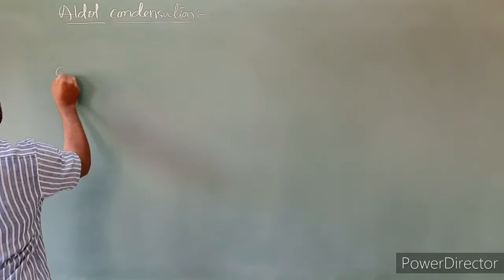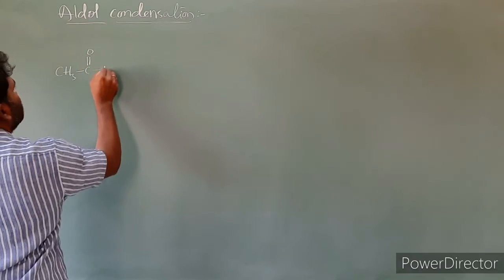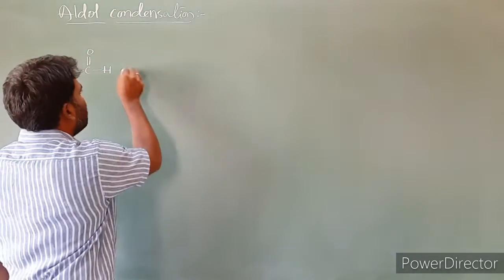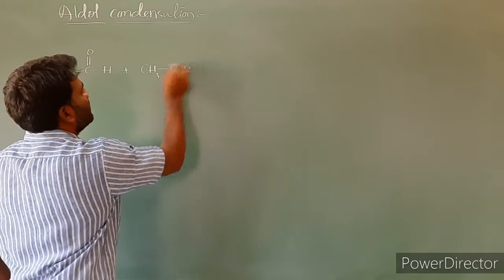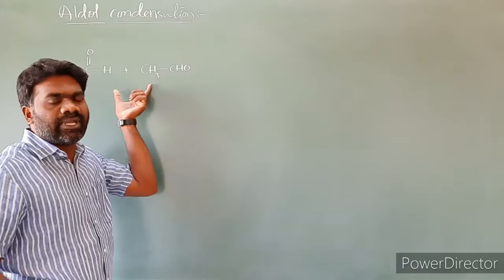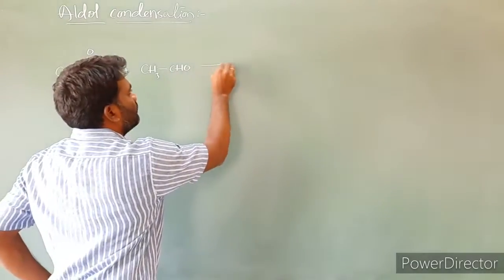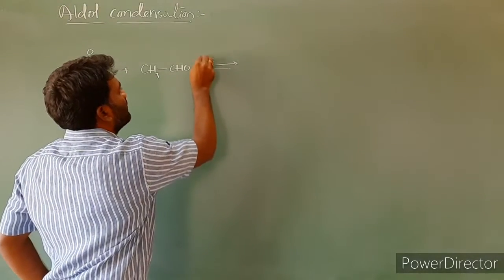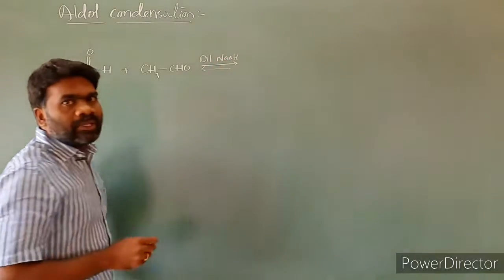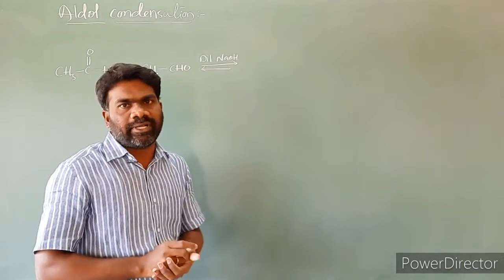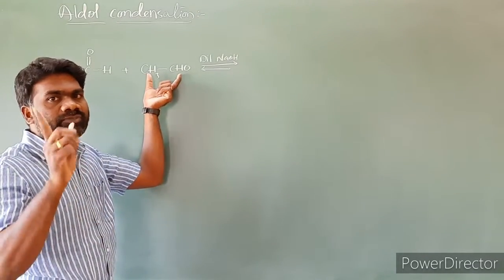I am taking an example CH3 CH double bond OH. This is an aldehyde. I am taking one more aldehyde as CH3 CHO. This is another aldehyde. Aldehydes having at least one alpha hydrogen undergo reaction in presence of dilute alkali, dilute alkali I am taking as sodium hydroxide, and give beta hydroxyaldehyde.